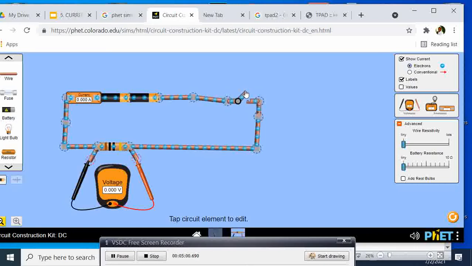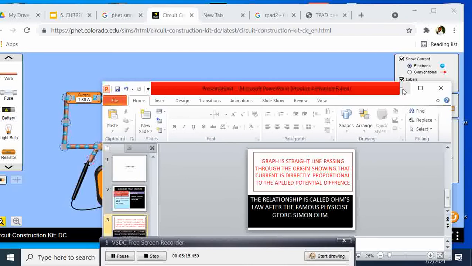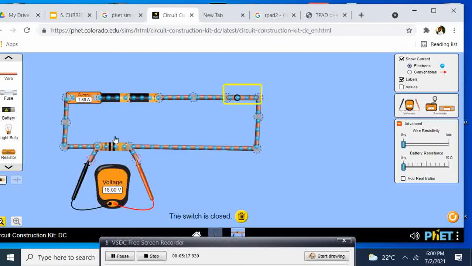I switch on. You see the current is flowing. That is the flow of electrons. And the voltmeter here is indicating 18 volts. We have 18 volts, and the current is 1.80 amperes.